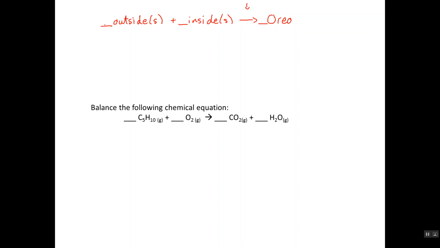Right now, if there's no numbers written in front of the different reactants or starting materials, or the different products or ending materials, then I assume I mean one of each. It's just a little chemistry quirk. If there's no numbers there, we assume it's a 1. So right now what I'm saying is one outside plus one inside makes one Oreo. Now if you think about that for a sec, that's not true, is it?